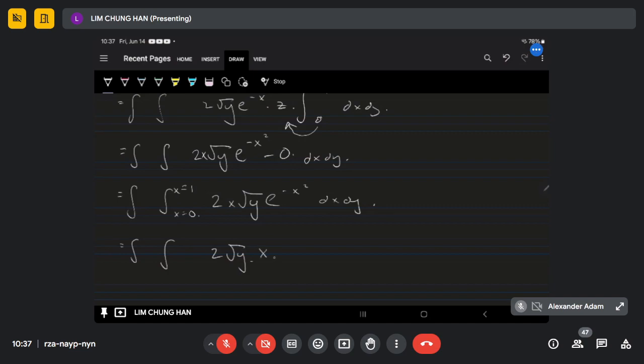We have x times e to the power negative x squared, dx dy. We have x times x, and you have to integrate this. How do you integrate this? x times x. How do you integrate x times x? Integration by what? By parts.